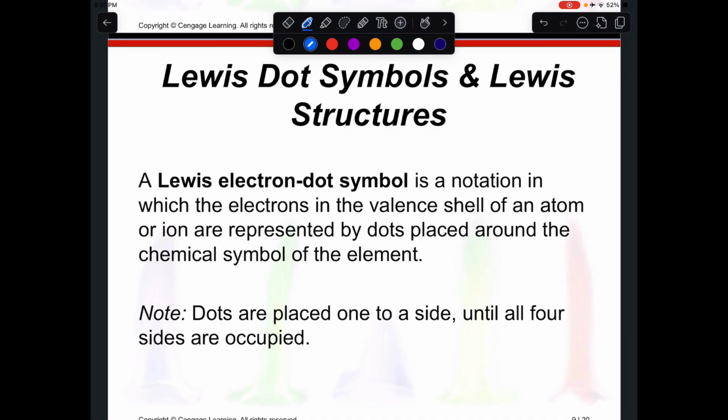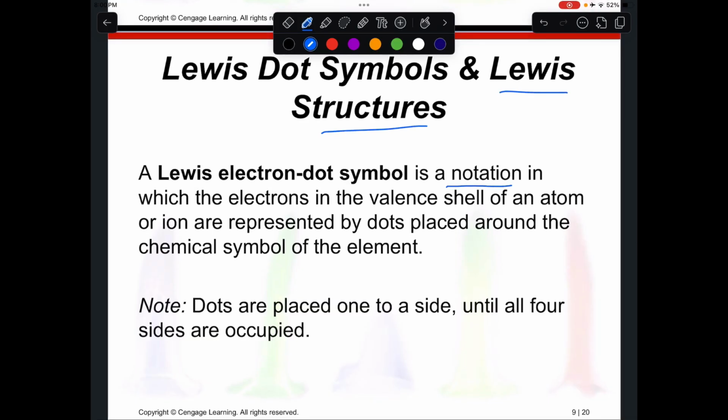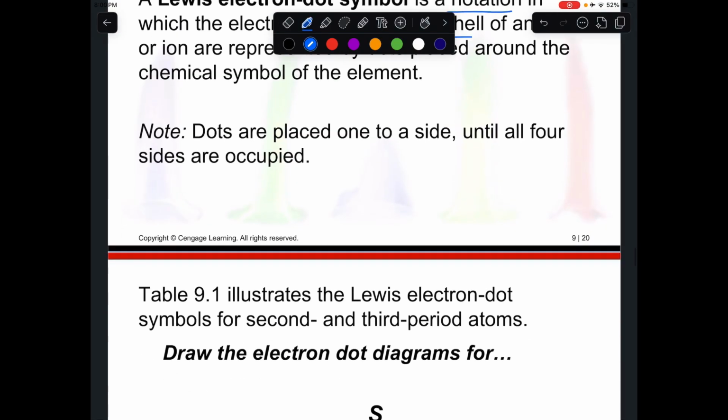Before we start to draw Lewis structures, we're going to draw Lewis dot symbols, which is just like individual atoms, and then we're going to put them together to draw Lewis structures. This is a notation that we use to indicate the valence electrons and how many there are, and then we're going to connect them with other atoms to realistically figure out what an atom or a molecule looks like.